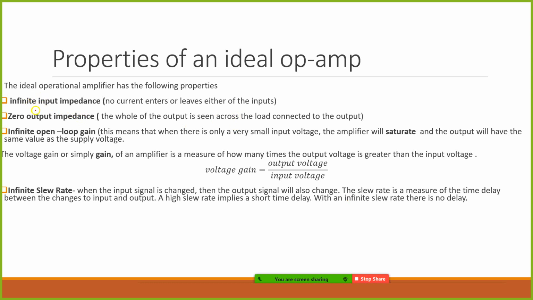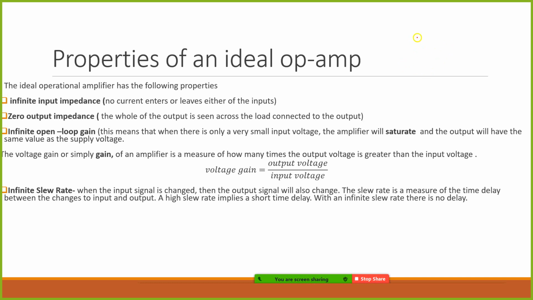When it comes down to the ideal operational amplifier, this is what it does. Firstly, the first property of an ideal operational amplifier is that it has infinite input impedance. Now, what this means is that impedance, somebody go ahead and type in impedance on the internet. Impedance means resistance for the most part, right? So if I have infinite input resistance, for argument's sake, what that means is that there is no current going to the input terminal.